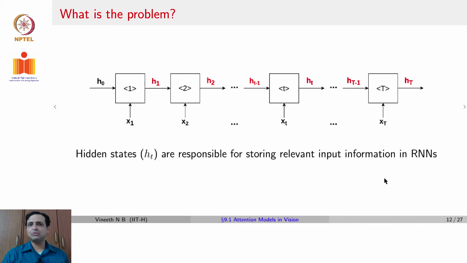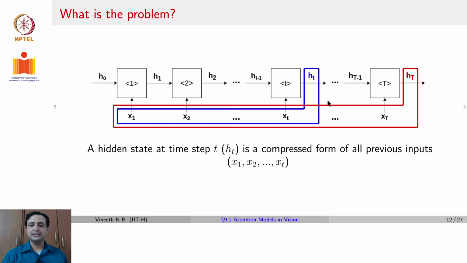What's the problem? This seems to work well. Is there a problem at all? Let's analyze this a bit more closely. So in an RNN, the hidden states are responsible for storing relevant input information in RNNs. So you could say that a hidden state at time step t or ht is a compressed form of all previous inputs. That hidden state represents some information from all the previous inputs which is required for processing in that state as well as future states.